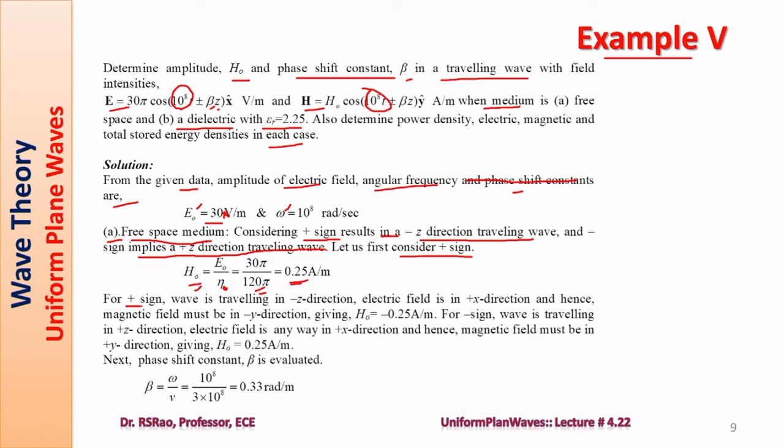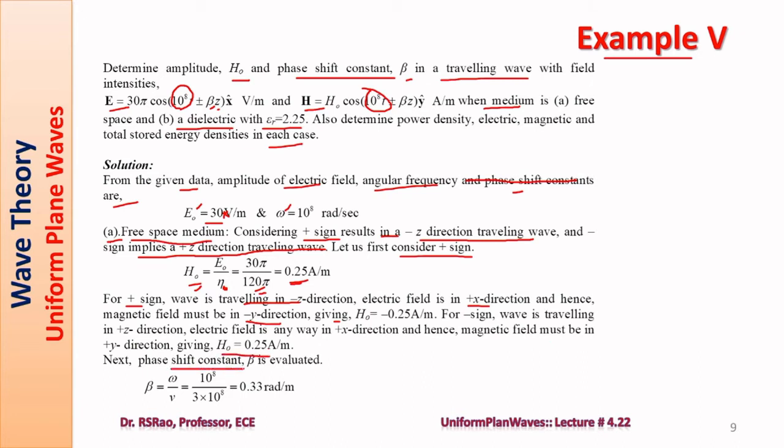When we consider positive sign, the wave is traveling in negative z direction, electric field is in plus x direction, and hence magnetic field must be in minus y direction, giving H naught equal to minus 0.25 amperes per meter. For negative sign, the wave is traveling in plus z direction, electric field is in plus x direction, and hence magnetic field must be in plus y direction, giving H naught equal to 0.25.